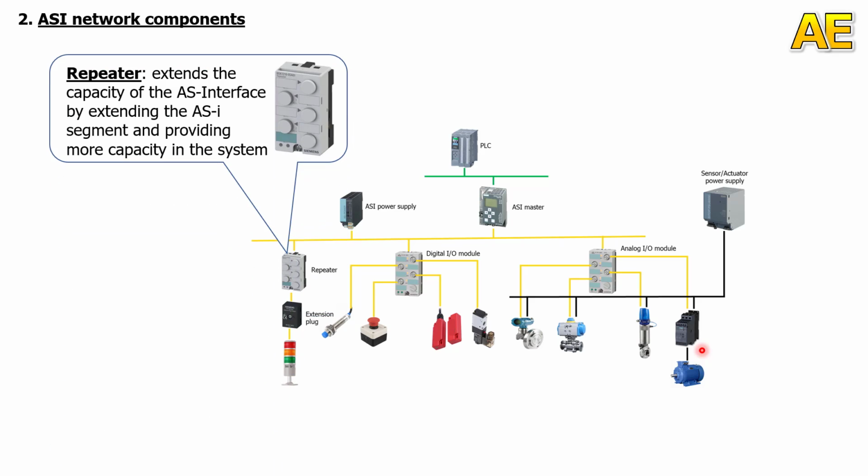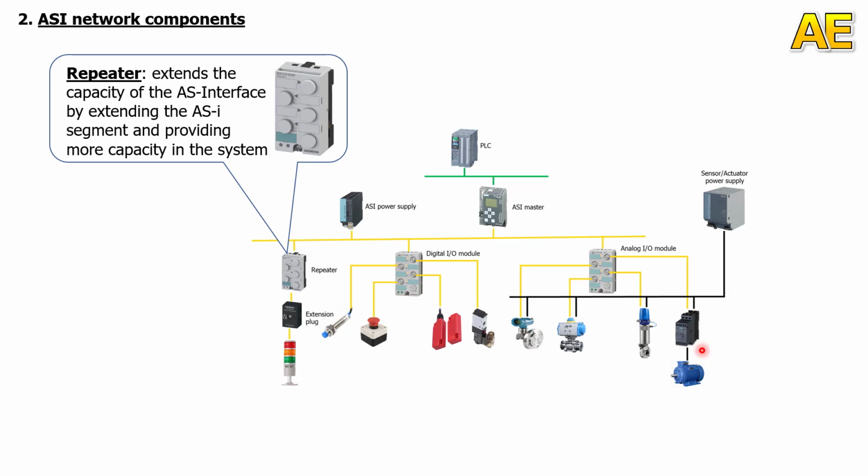Okay, next is a repeater. The function of a repeater is to extend the capacity of the ASi by extending the ASi segment and also providing more capacity in the system. The downtime and the service times can also be reduced because the ASi power supply is provided for each side, with a separate power supply.